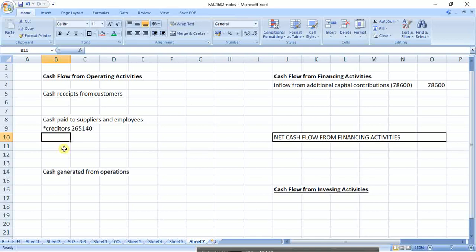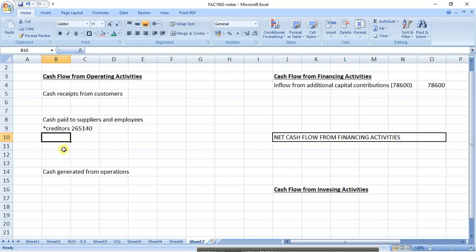Now where do we get the figure? What form of ownership do we have here? Partnership. Correct. So where do you see the distribution? Drawings. Well, they've got it separately, but I don't see drawings there, do you? Turn over the page. There's the statement of changes in equity. There are the drawings.